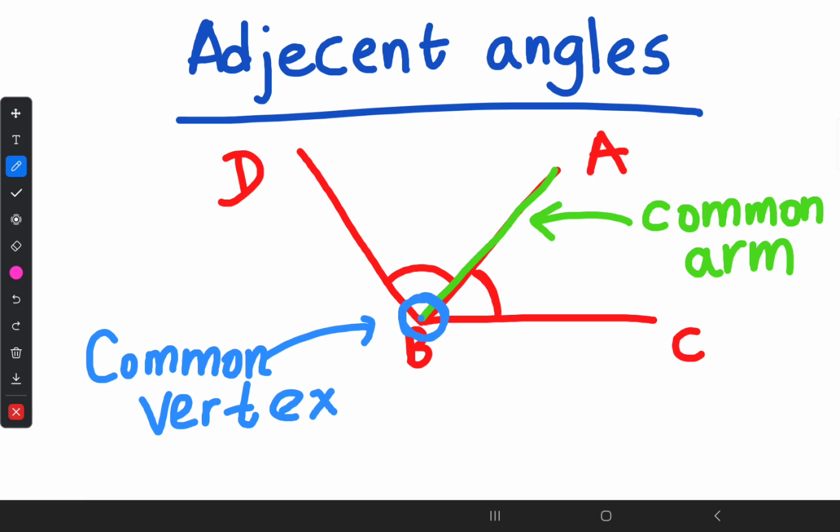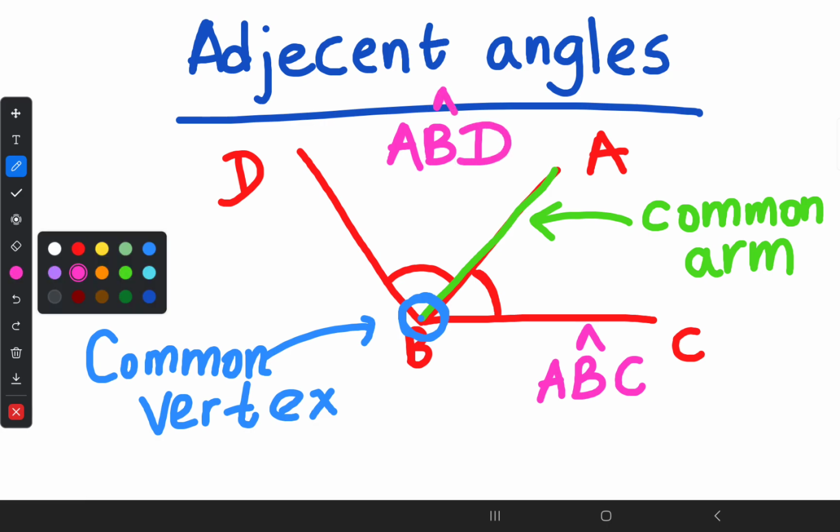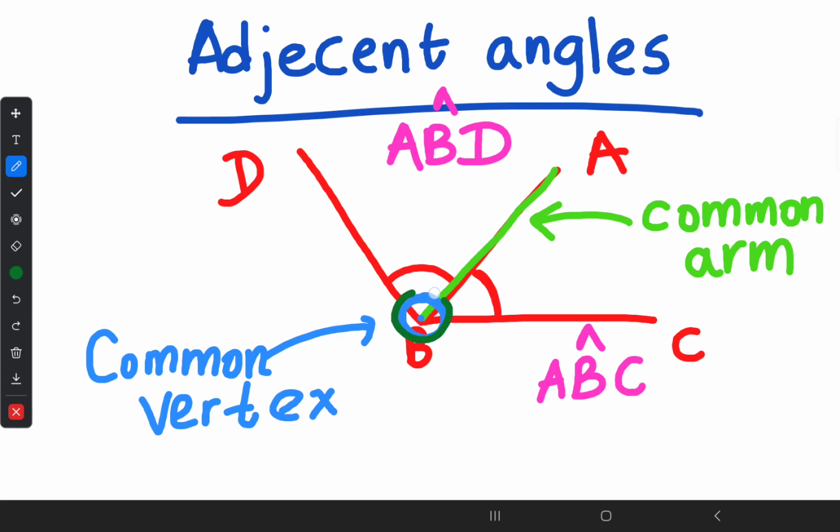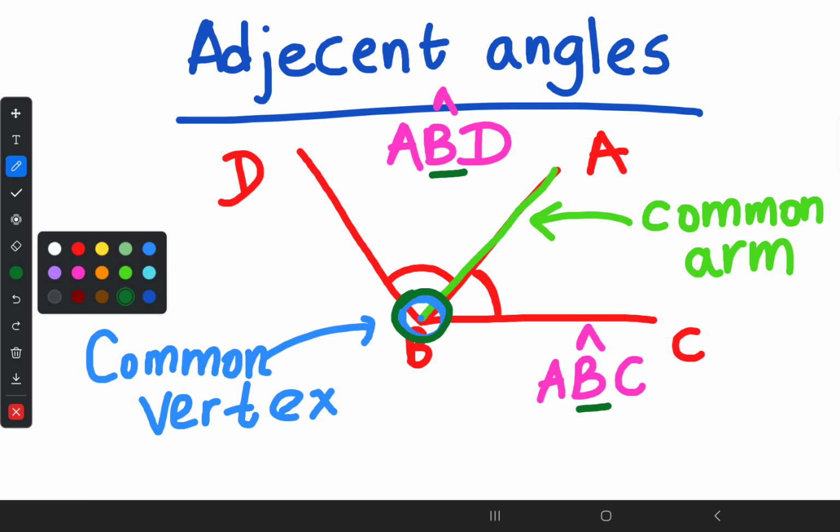Common vertex. I'll write the name of this angle. This is ABC. And next, this angle is ABD. That means both are separate angles, but the location of the angles is situated at point B. That's why it's called the common vertex. The side which is separating these two angles as two individual ones is called our common arm. So these two angles have a common arm and common vertex.